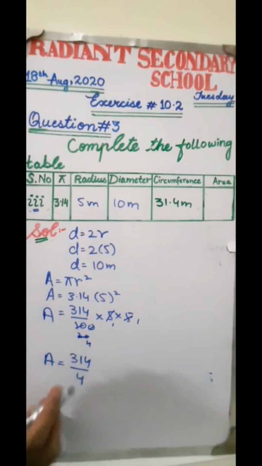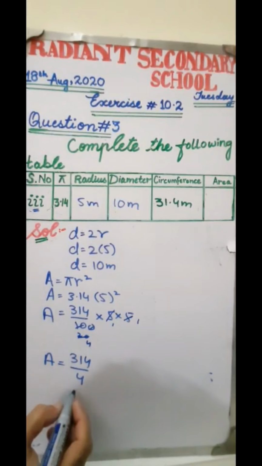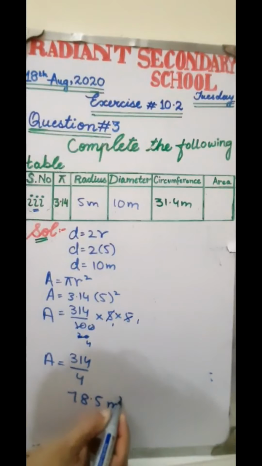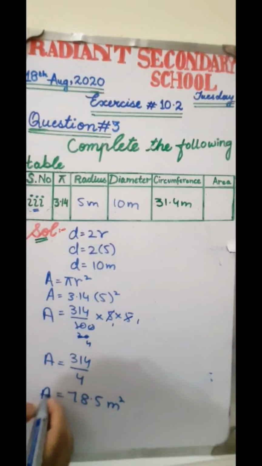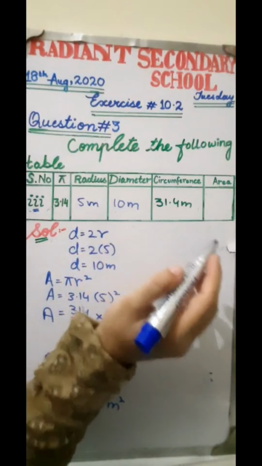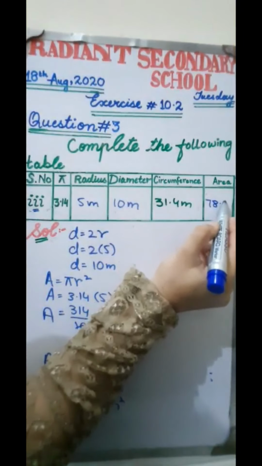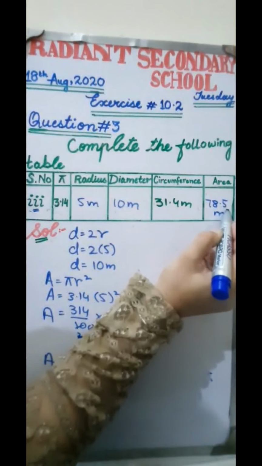Now when we will divide 314 with 4, answer will become 78.5 meter square. That is our required area. So you have to write this area on the table, 78.5 meter square.